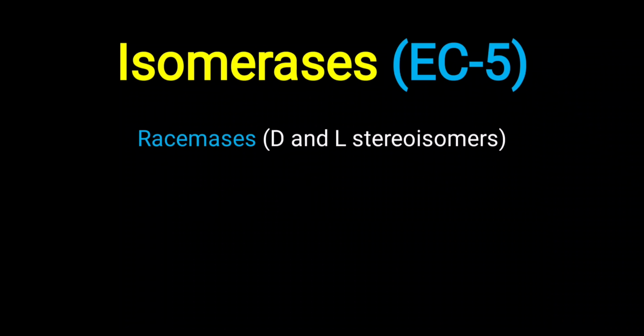Now the fifth class of enzymes is isomerases. That is enzyme class 5 as per the IUB-MB classification. In this enzyme class 5, racemases are particularly involved in the conversion of a particular D stereoisomer into the L stereoisomer. That is only a few reactions in our body, but the enzyme utilized in that is racemase. So all racemases belong to enzyme class 5.